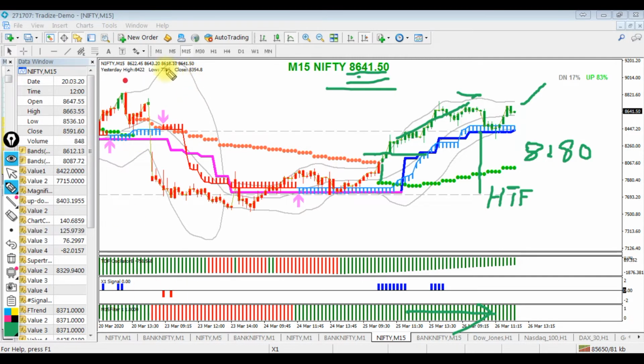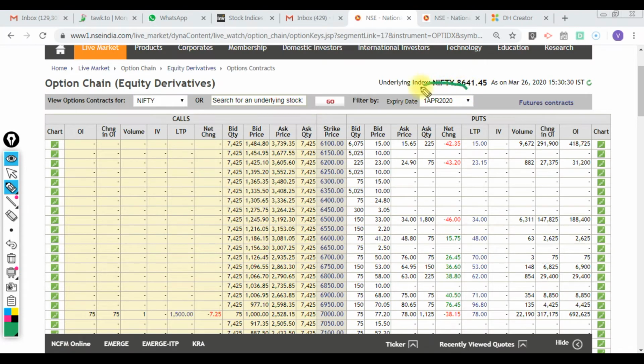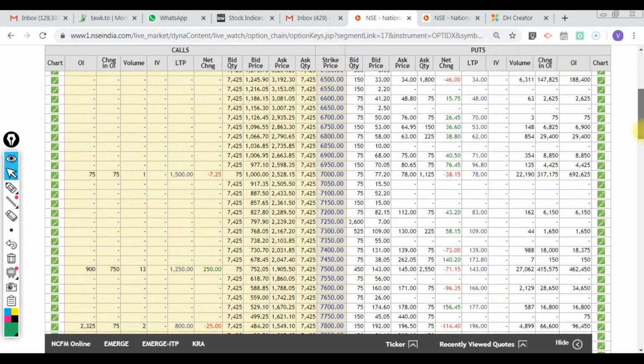You can see here, this was the resistance. If this level is crossed, then only we can say that Nifty has come out of downtrending mode, but it is not so easy to cross 9,000 levels. And we will see the Nifty option table now. This is the Nifty option table, 1st April 2020 expiry, and I don't think it will represent the correct picture.